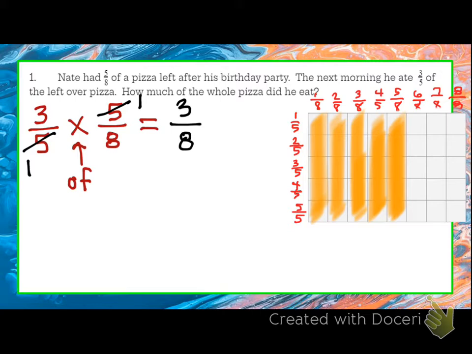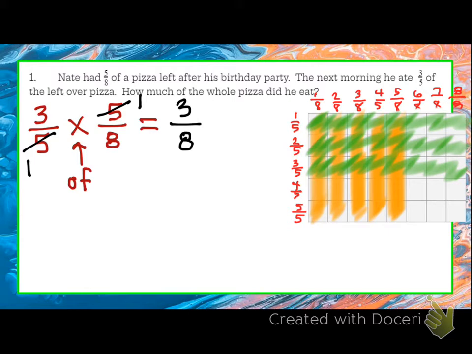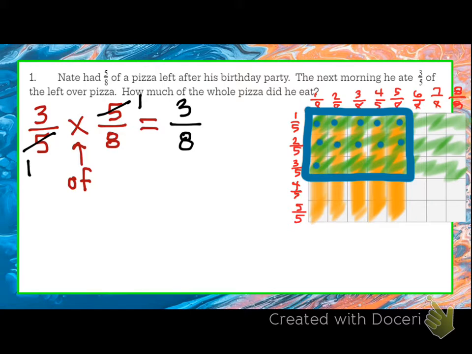Then it states that Nate is eating 3/5 of that leftover pizza. So now I'm going to shade across this way to show what Nate has consumed. So 1/5, 2/5, and 3/5. So what I'm putting a box around is the portion of the whole pizza that Nate has consumed. 1, 2, 3, 4, 5, 6, 7, 8, 9, 10, 11, 12, 13, 14, 15. So here it's showing that he's taking 15 out of the 40 total pieces.